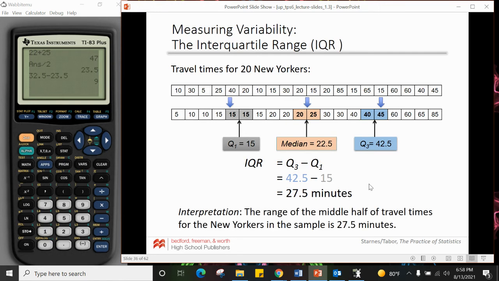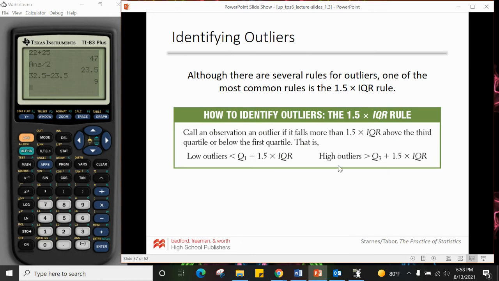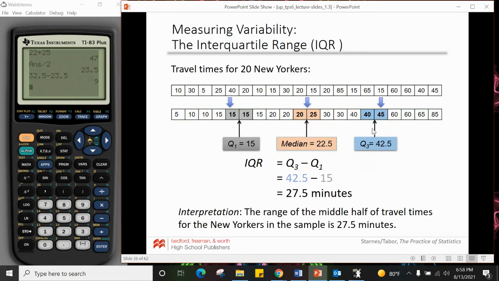So the range of the middle half of the time travel for New Yorkers in the sample is 27.5. Now, because you're looking at just the middle, IQR is going to be resistant to large values, right? Those large values don't really influence it because you're looking at the middle, so it cancels out any of those extreme values. So IQR is going to be resistant.